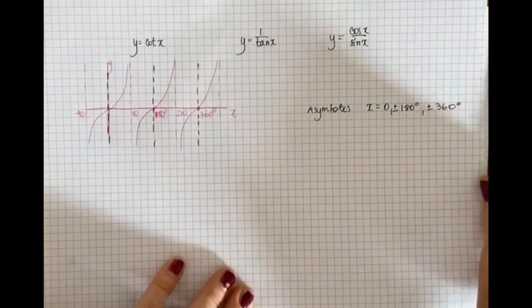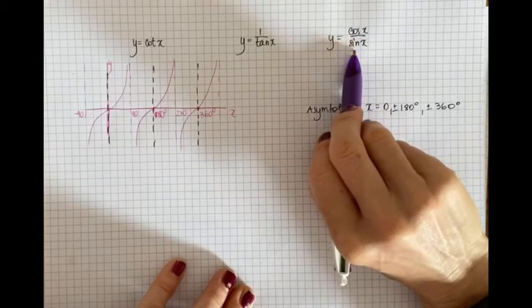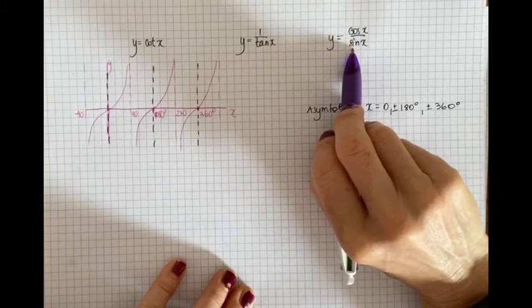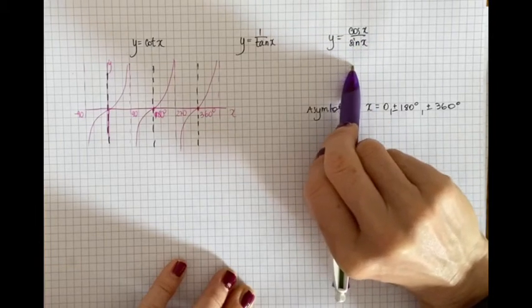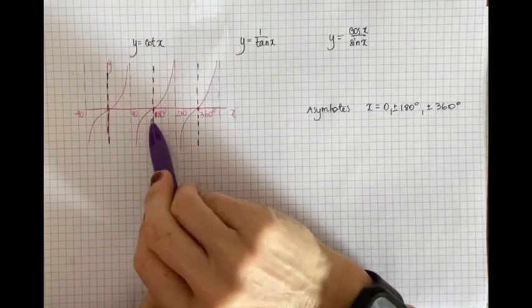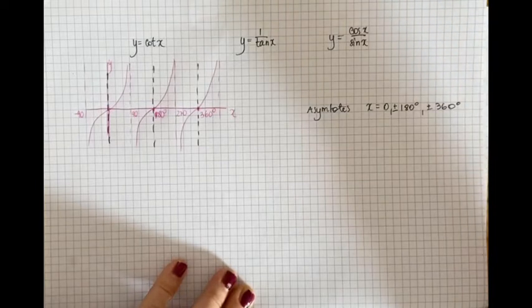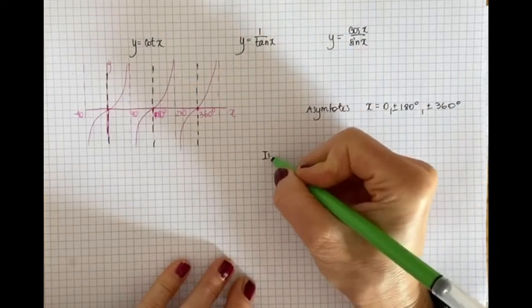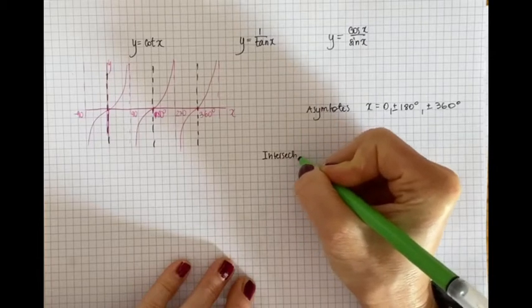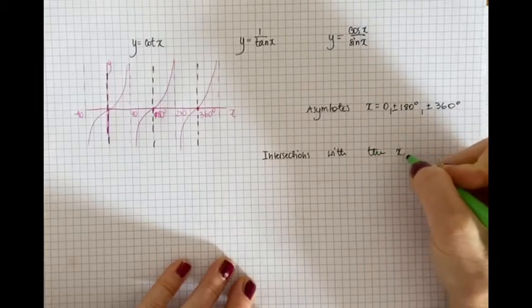Okay, and also you could have actually established that by looking at this definition, because the asymptotes will occur when you have a 0 in the denominator. So when sine x is equal to 0, so that happens for those values 0 plus or minus 180, plus or minus 360. Now, where will this graph, because it will, cross the x-axis? So the intersections with the x-axis.